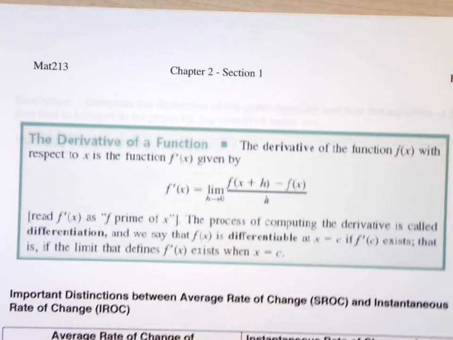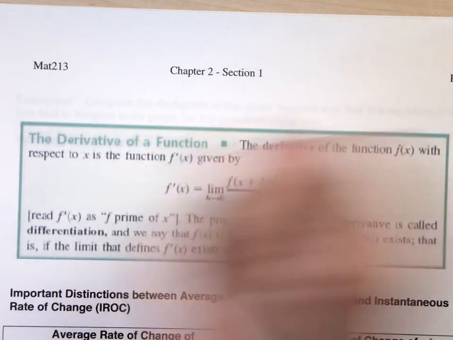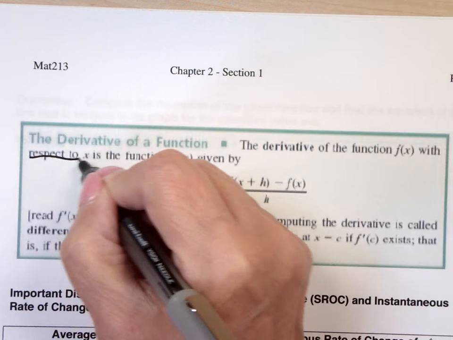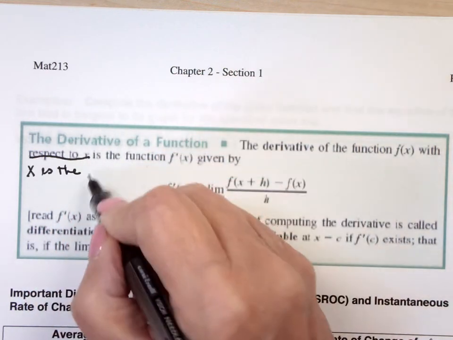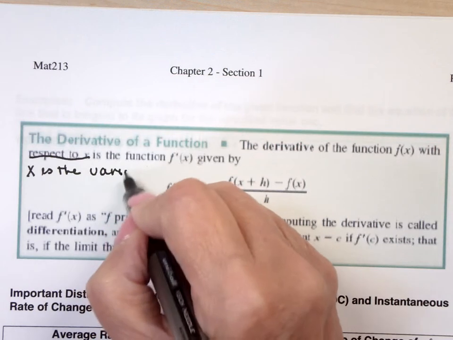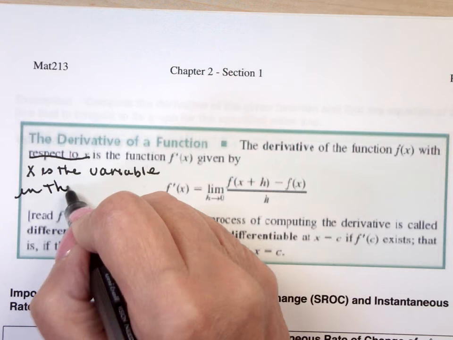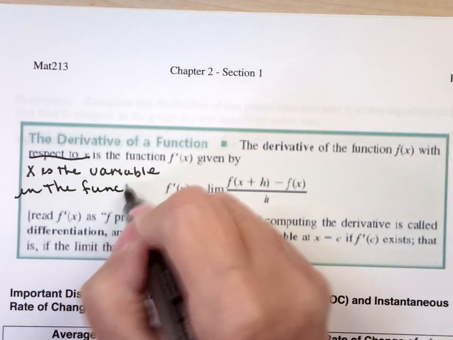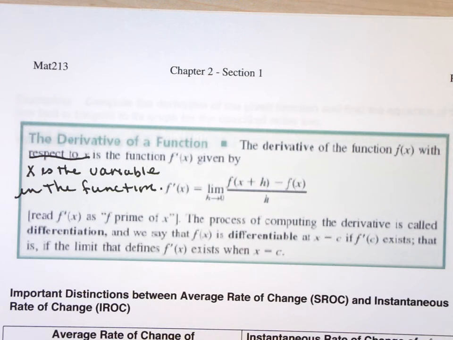The derivative of a function. The derivative of a function f of x with respect to x. All of this says is that, with respect to x, x is the variable in the function. And that's not going to make a difference to us this semester.